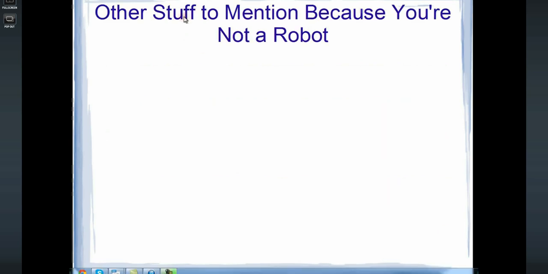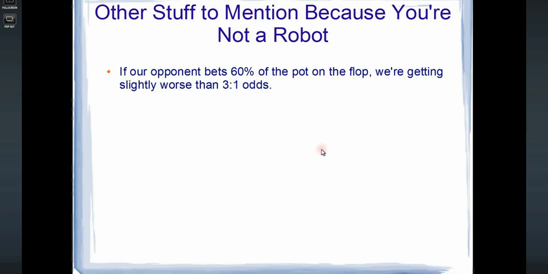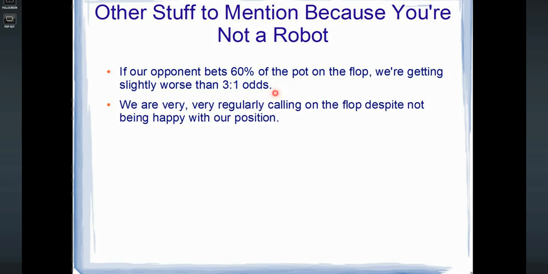Now there's some other stuff we should mention because you're not a robot. If our opponent bets 60% of the pot on the flop, we're getting slightly worse than 3-to-1 odds. Everyone pretty much knows that, I think, but 60% is a little bit over half the pot, so we're not getting quite 3-to-1 odds, but slightly worse. We are very, very regularly calling on the flop despite not being happy with our position because we're getting such a good price.